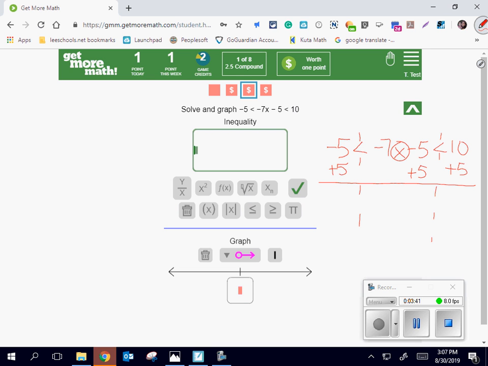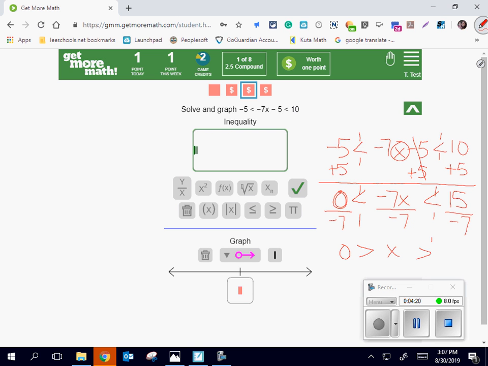There's now 3 sides. On the left, I end up with nothing, 0. In the middle, I have negative 7x left because my 5's canceled out. Notice I wrote the 0 over here on the left, and I didn't have to write anything in the middle because there's something else there. I don't need a placeholder. And on the right, I have 10 plus 5, which is 15. Now I need to divide by negative 7 on all 3 sides to get x by itself. Leaving me with 0, and I'm going to flip the inequality signs because I divided by a negative.